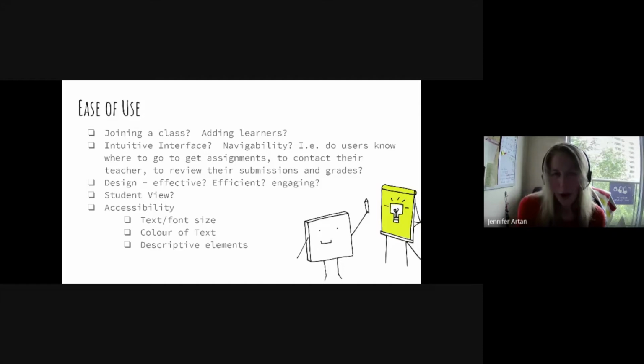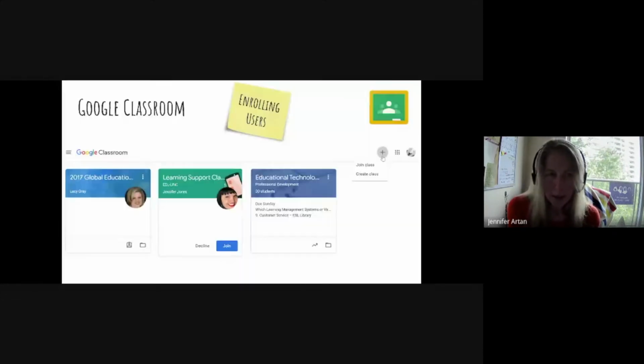Accessibility features are so important, especially now going forward with our students that require accessibility features. You have to pay attention to the font, the color of the font, the size of the font, descriptive elements that come out on images, and things of that nature. Is that offered in your learning management system? And if not, maybe you might want to think about doing something else.